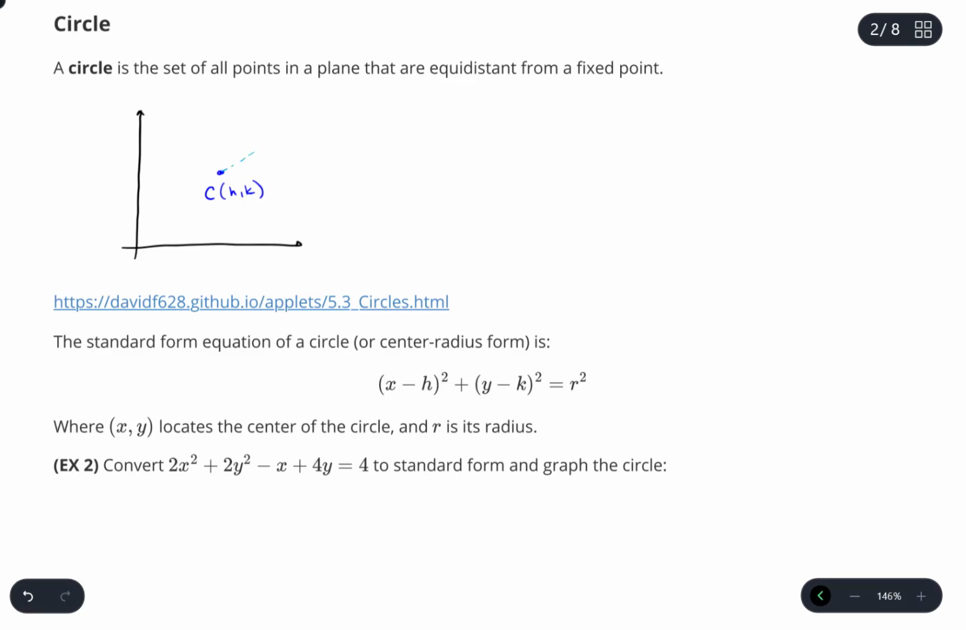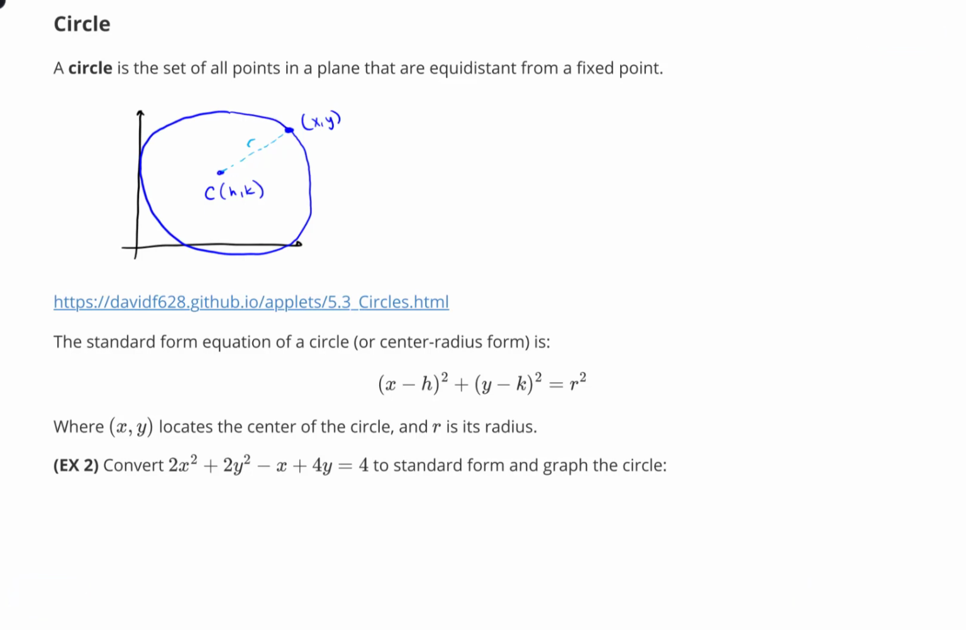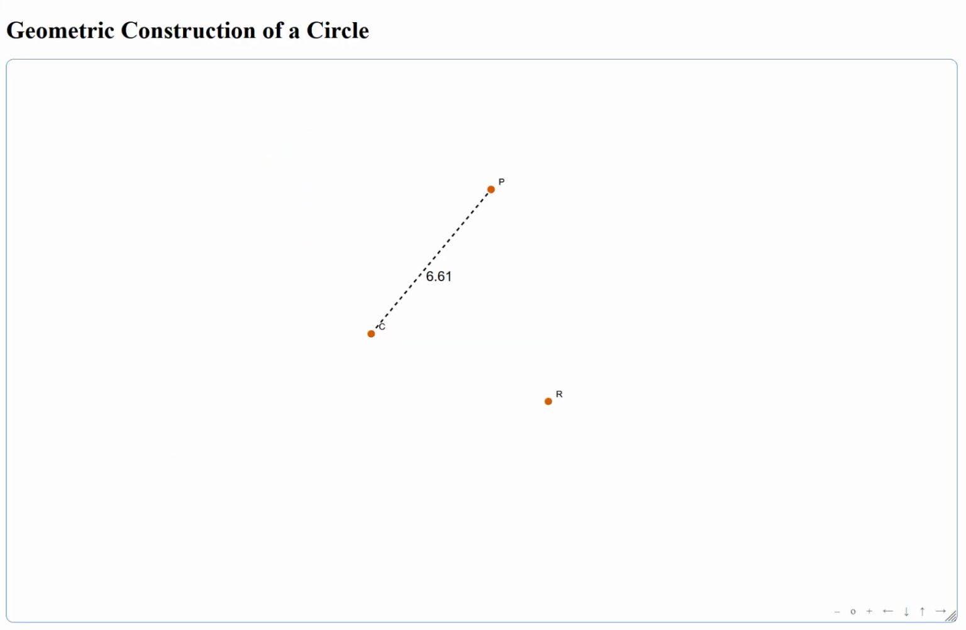identifying a radius out to another point on the circle. And what we want is that radius to be constant, so the distance from the center to any point on the circle is the same. As you sweep around, this forms the shape that we know as a circle. Because I'm not terribly great at graphing that, here's an applet to help you visualize.